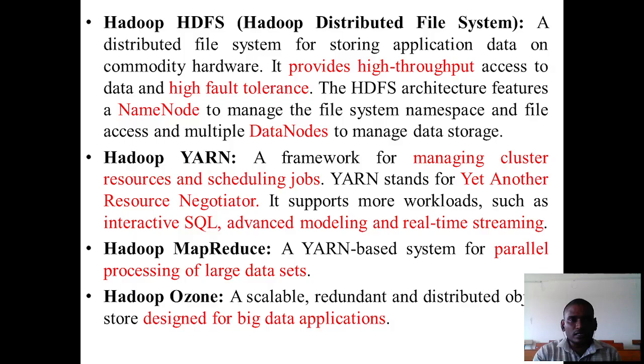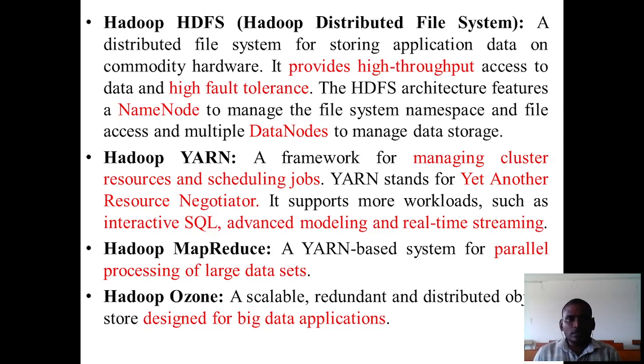Another thing, Hadoop HDFS, the Hadoop Distributed File System. It provides high throughput, so we can access the data in HDFS very fast. It is a distributed file system for storing application data on commodity hardware. It provides high throughput access to the data and high fault tolerance. The HDFS architecture features a name node to manage the file system namespace, and multiple data nodes to manage the data storage. In that, you maintain the name node and data nodes, the master and slave concepts. The master is the name node, and the data node is the slave. Based on that, it performs the operations.